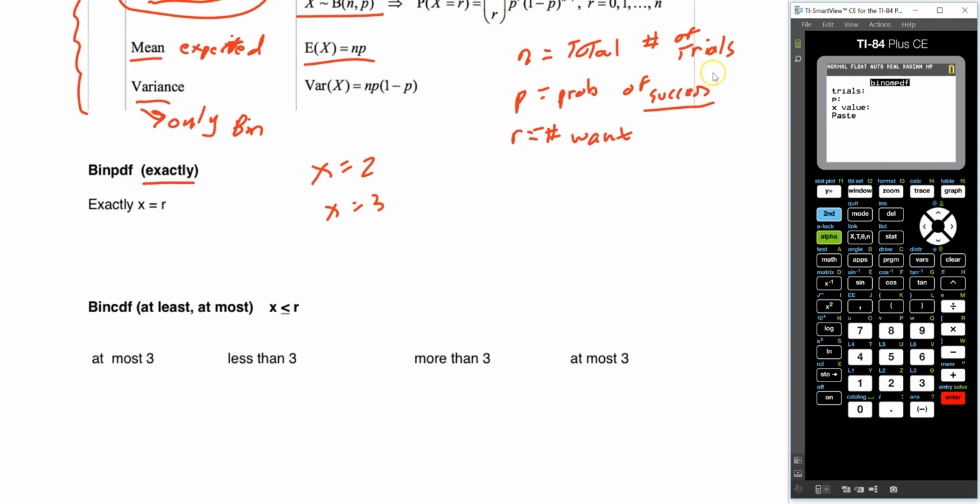Hey, look what they want. They want trials, which is N, especially if you have it nice and updated. If you have like the 83, sorry, it follows the same pattern, NPR, but they're not gonna tell you like we do. This nice one, right? So number of trials is N, probability is P, and then R is X. Plug it in, you're done. So that's how you do binomial PDF. Just plug it in, you're done.